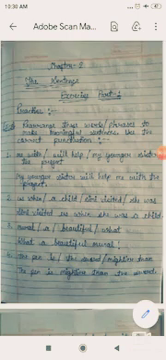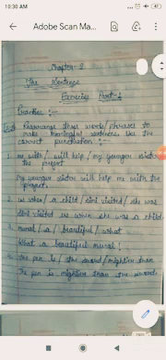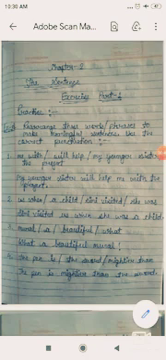A sentence is an arrangement of a group of words that makes complete sense. A sentence always begins with a capital letter and ends with a full stop, question mark, or an exclamation mark. For example: My name is Rohan. Where do you live? What a lovely gift! These are examples of sentences.